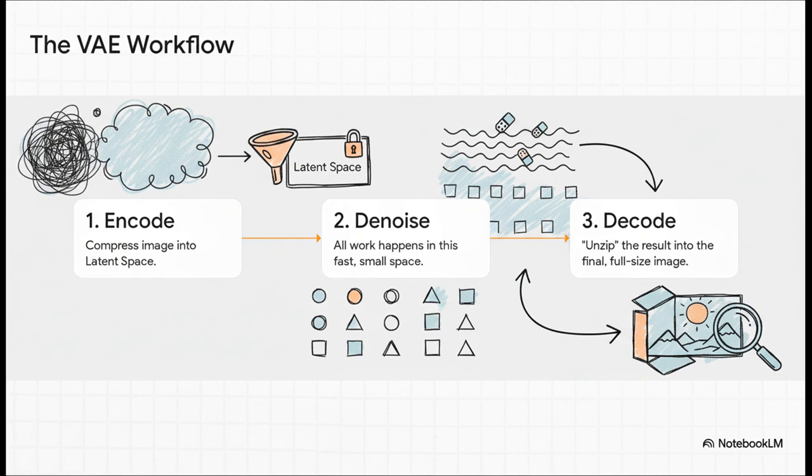So the workflow is pretty simple, but really powerful. First, the VAE's encoder compresses the image down into that small latent space. Then, all the hard denoising work happens right there, in that efficient little space. And finally, when the job is done, the VAE's decoder unzips the result back into the beautiful, full-sized image that you see on your screen.